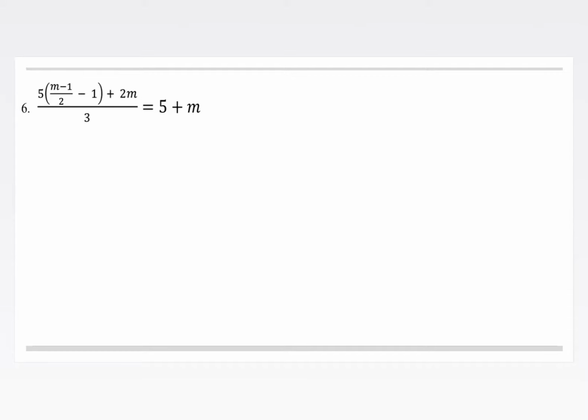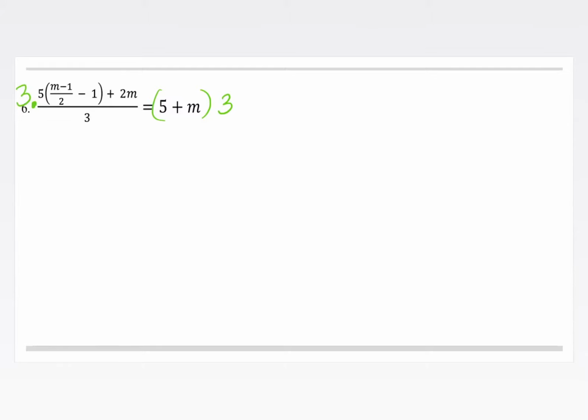So the first thing that I want to do is get rid of this big honkin' fraction on the left-hand side. Since this is all divided by 3, the inverse of division is multiplication. So I'm going to multiply the left-hand side by 3 and the right-hand side. And make sure when you multiply the right-hand side, you're not just multiplying it to the 5 or just to the m, but to both quantities.